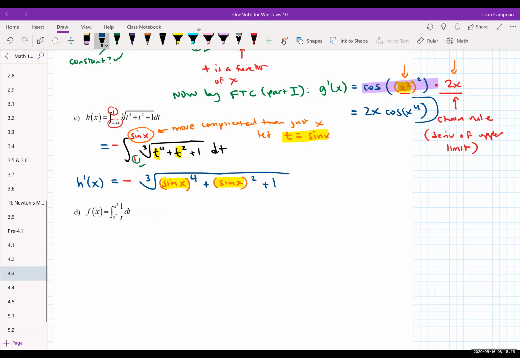But once you use the fundamental theorem of calculus, all you're doing is replacing the t's with whatever was more complicated in the upper limit. You have to remember the chain rule. You cannot forget this. So this is all multiplied by cosine x, and that is the chain, and it was the derivative of the upper limit.